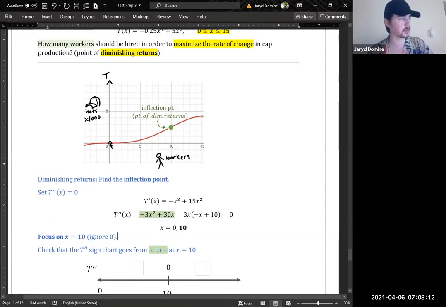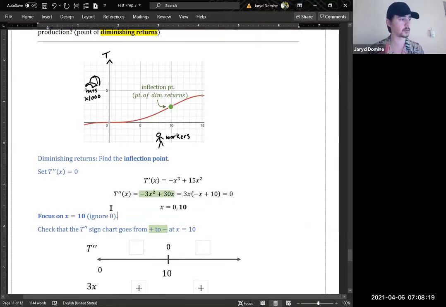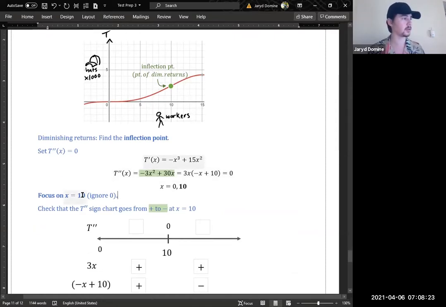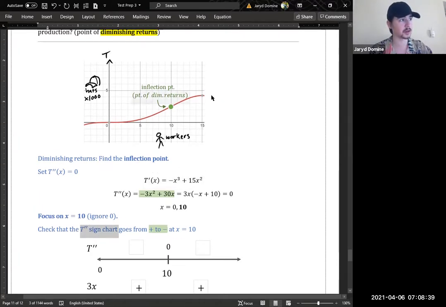At 0, we don't have any workers yet. We haven't reached a point of diminishing returns because we haven't gotten any returns yet at all. So just ignore the 0. We're going to be focusing on x equals 10. This is going to be our answer, the point of diminishing returns, but we do have to show one more thing. We have to show that our sign chart goes from plus to minus. What that means is we're going from curving upwards to curving downwards, like you see here. That's what a point of diminishing returns looks like, so we want to show that.